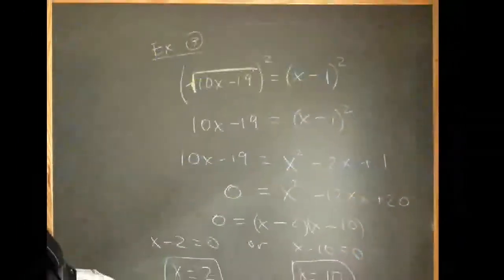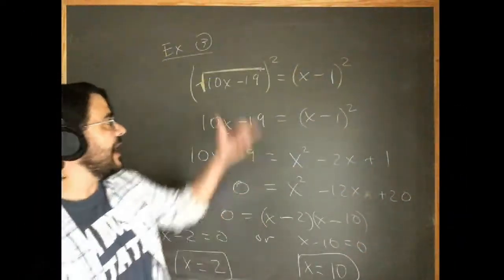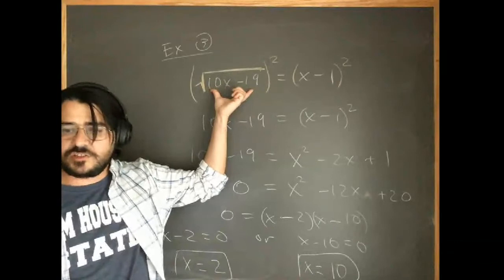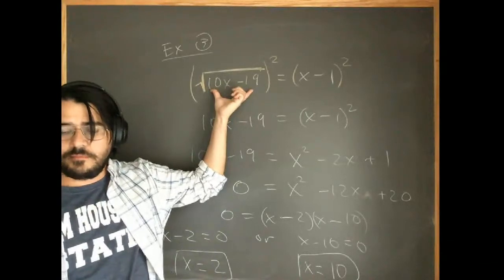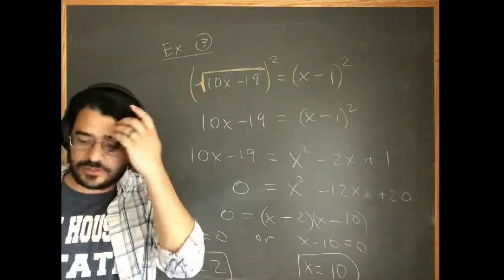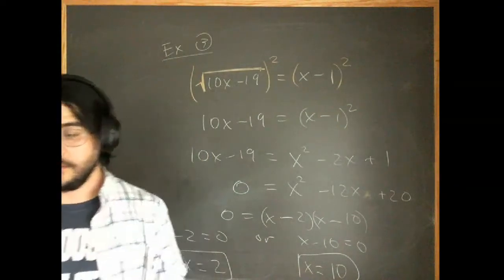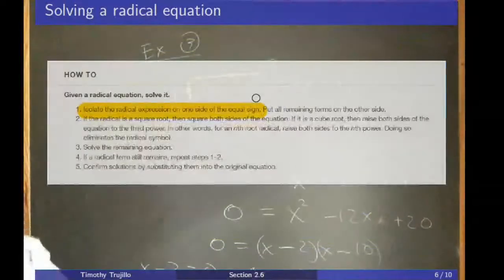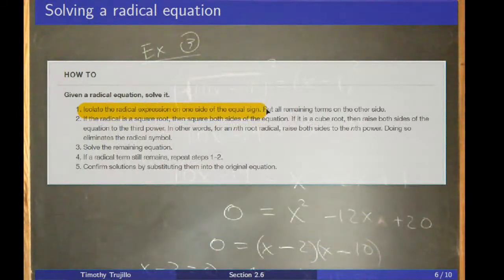So in this last example we were looking at here, the radical was already isolated on its own on one side, right? It may be the case that you don't have the radical on its own, so you may have to actually solve for that radical on its own, okay? And then you put everything else on the other side of the equation. You just get that radical on its own.